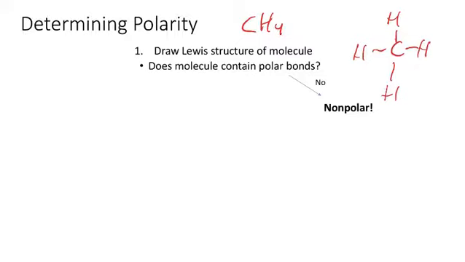And it turns out that if the molecule only has nonpolar bonds, then we've hit easy street because what we have is a nonpolar molecule. So methane is nonpolar, which I'll indicate here by writing NP and circling it. Now, of course, methane's not the only molecule in the world. There are many other molecules which contain polar bonds. So let's continue our journey and look at a second example.